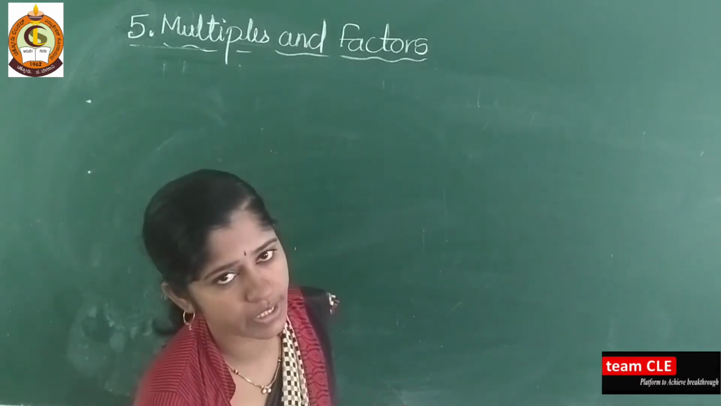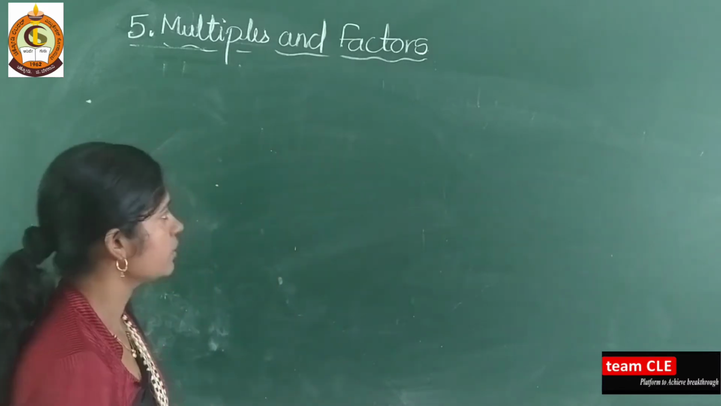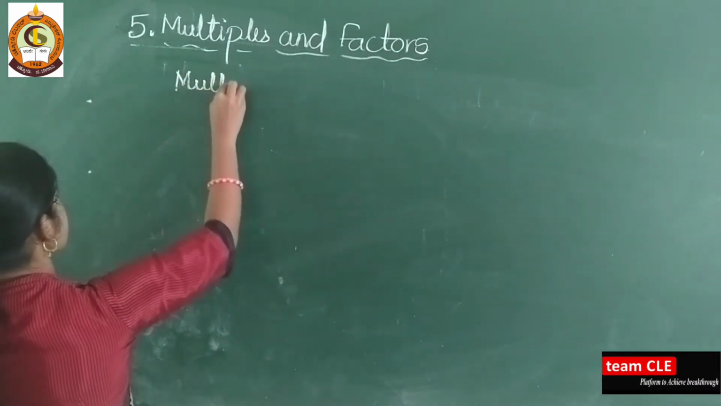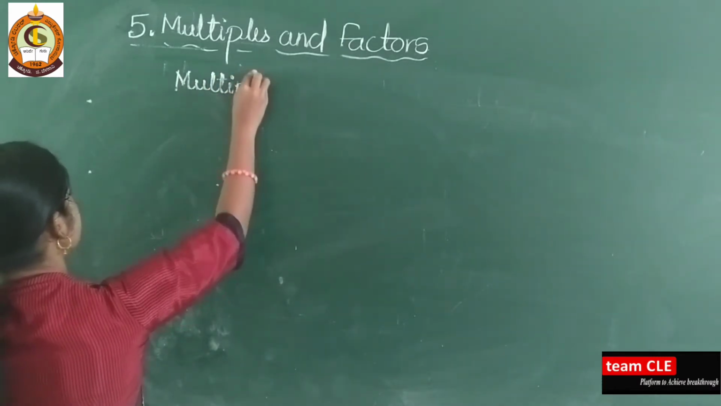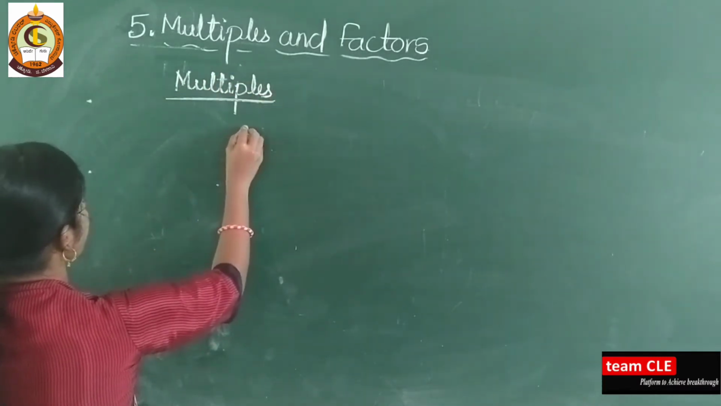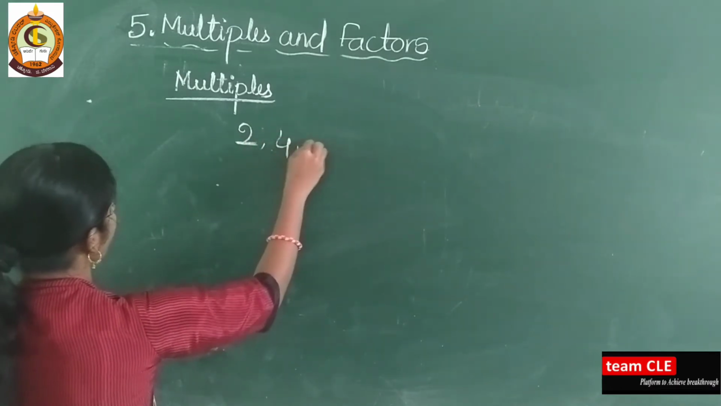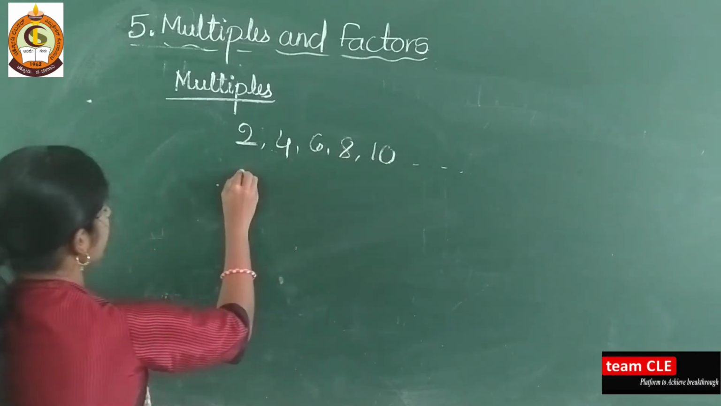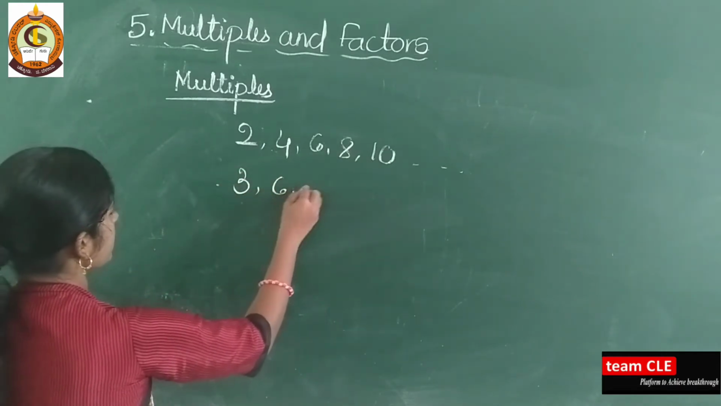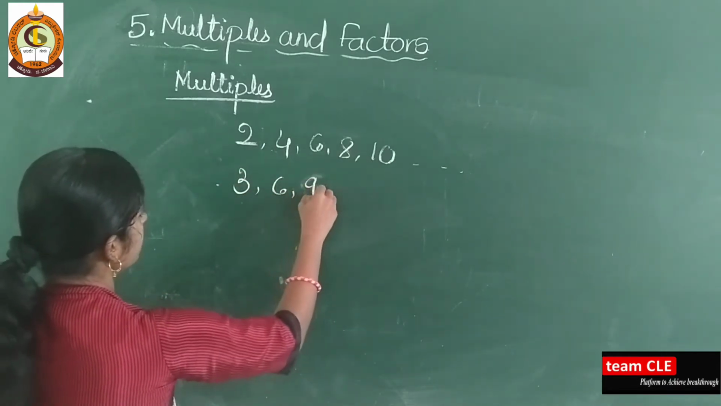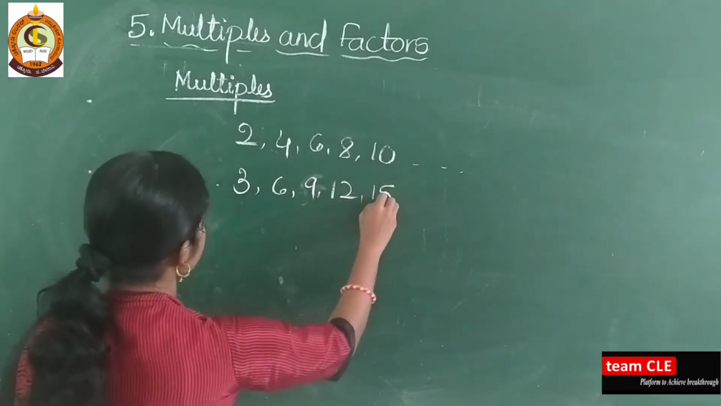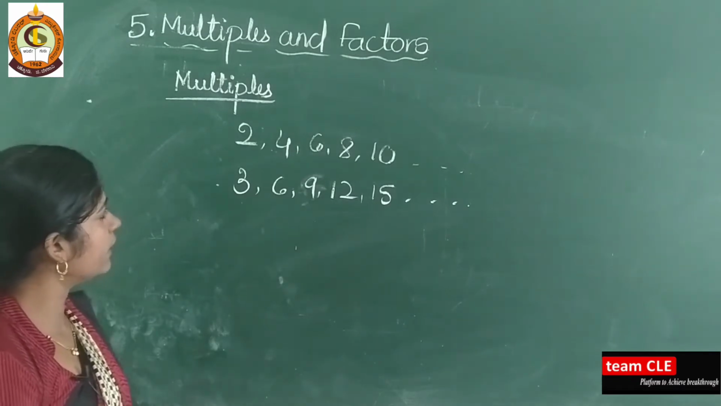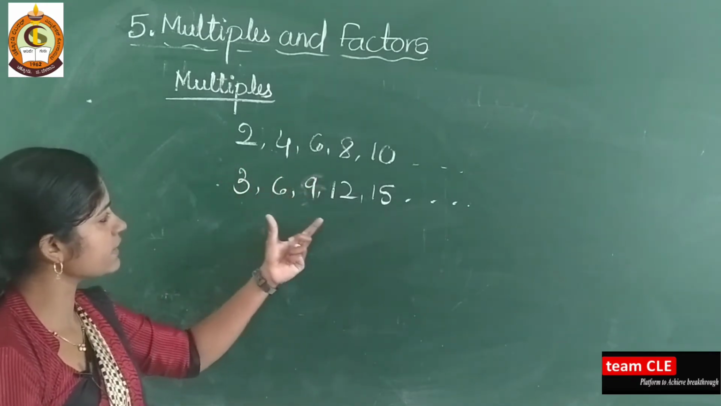Okay. So dear students, what are these multiples? Let us take one example. Multiples: I will take here 2, 4, 6, 8, 10, and so on. I will take one more example, 3, 6, 9, 12, 15, and so on. So these are the multiples, isn't it?